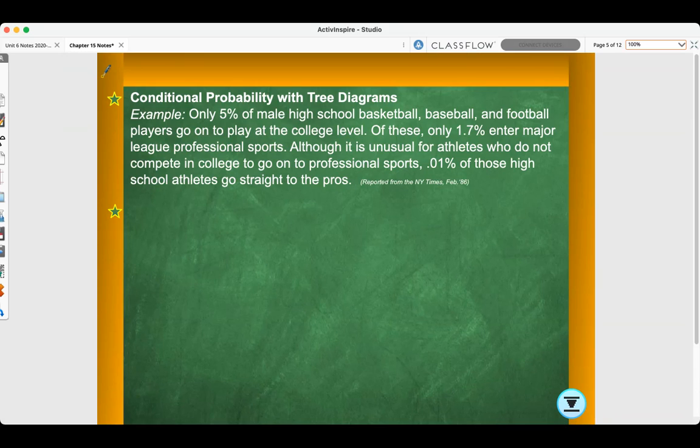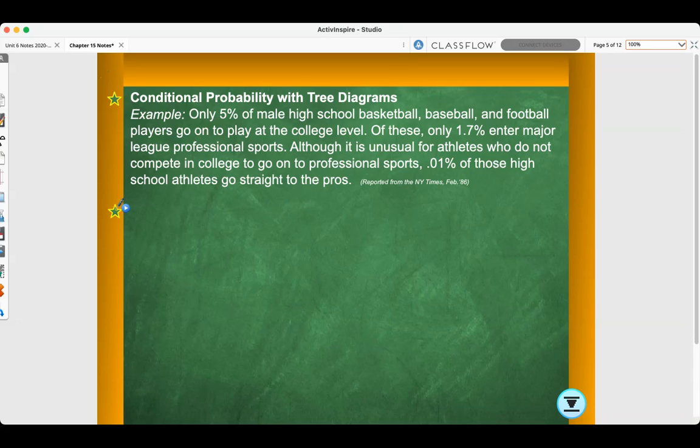Conditional probability with tree diagrams. Only 5% of male high school basketball, baseball, and football players go on to play at the college level. Of these, only 1.7% enter major league professional sports. Although it is unusual for athletes who do not compete in college to go on to professional sports, 0.01% of those high school athletes go straight to the pros.